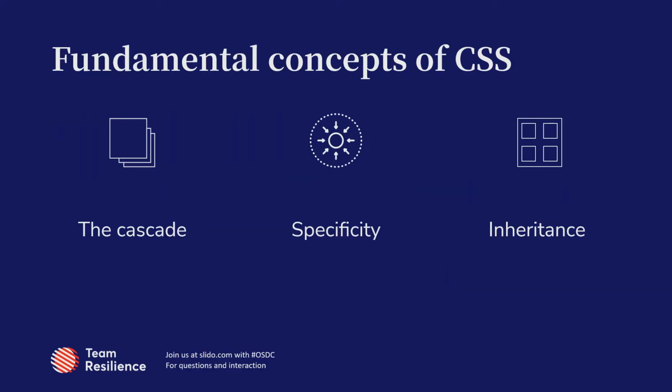So let's go and look into three of the most fundamental and most important concepts of CSS. First, we'll be talking about the cascade. Second, we'll be looking into specificity. And third, inheritance. And also, as I said during the introduction, we'll be looking into those topics and how they will be implemented and used in an OutSystems environment.